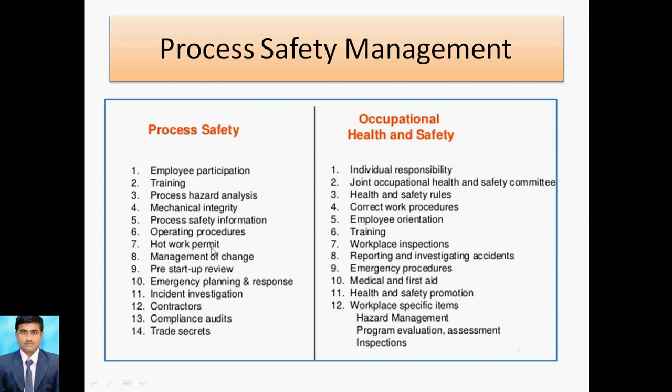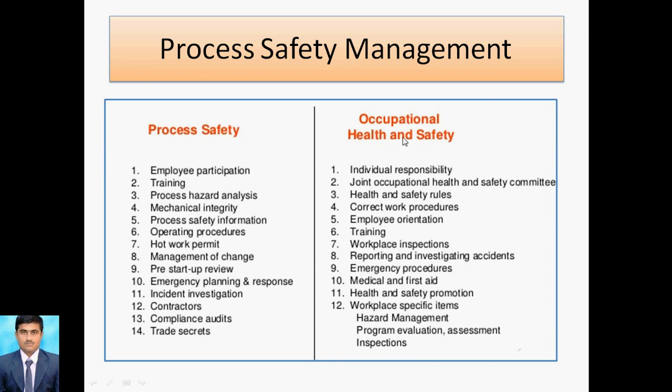So while welding or any hot process, at that time we can take the permissions, or we can take training from the different contractors. Then management of change, pre-startup reviews, contractors, compliance audits, trade secrets, incident investigation, and emergency planning and response. So these are the 14 process safety elements, and according to that we can implement them.